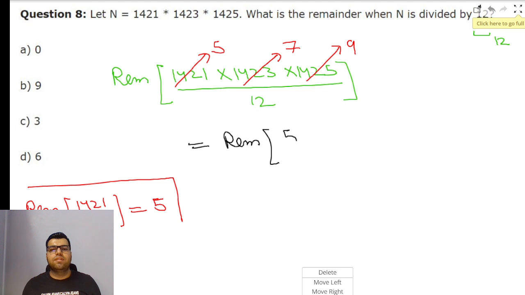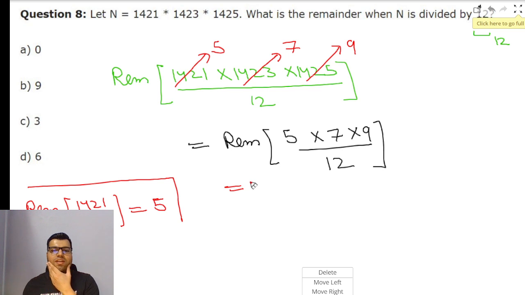So this is 5, this is 7, this is 9 divided by 12. Okay, let us solve this. One way is that you can multiply 5 into 7 into 9, or you do it like this. Remainder of 5 into 7, you club them, 35 into 9.